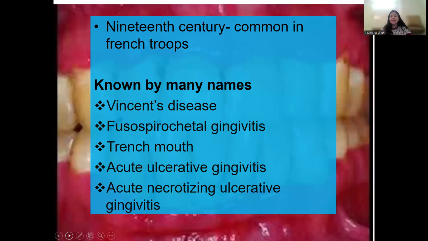Then in the 19th century, it was called French mouth, which was very common in French trenches. It is also known by many common names such as Vincent disease, fusospirochetal gingivitis. Why fusospirochetal? I'll explain further when I discuss the etiopathogenesis. Also French mouth, acute ulcerative gingivitis, acute necrotizing ulcerative gingivitis, and let me also tell you that according to the 2017 classification, the terminologies have been changed.